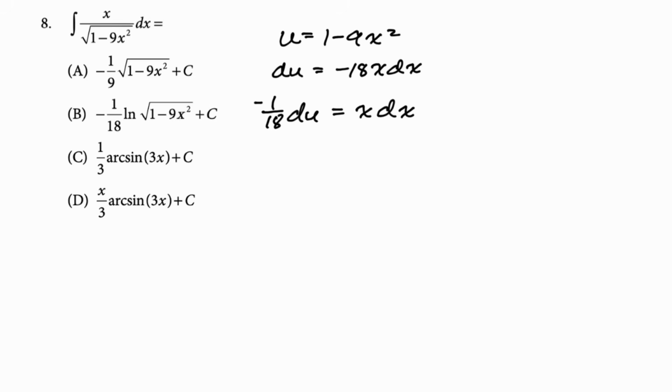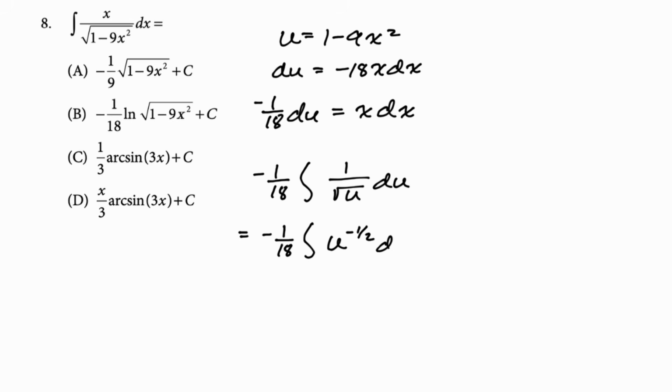So we have to make our substitutions. So we replace x dx with negative 1 over 18 du. Then it'll be 1 over the square root of u. And we have this. I'm going to rewrite this because I don't like to integrate that. I'm going to make it u to the negative 1/2 du times the reciprocal. So we'll get negative 1 over 18 times 2 u to the 1/2.